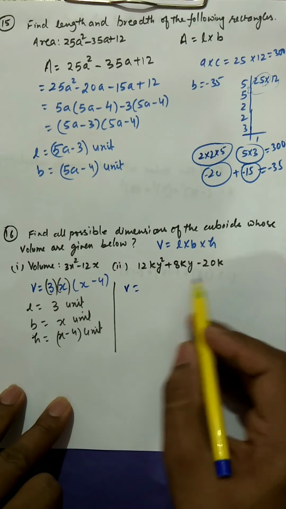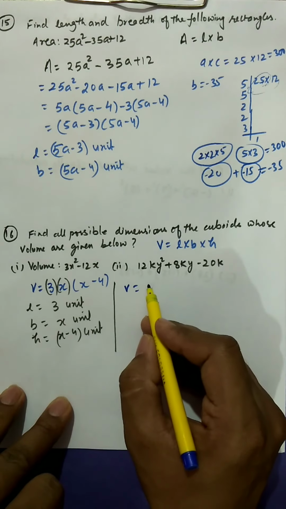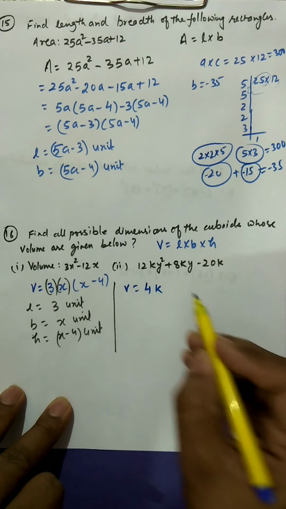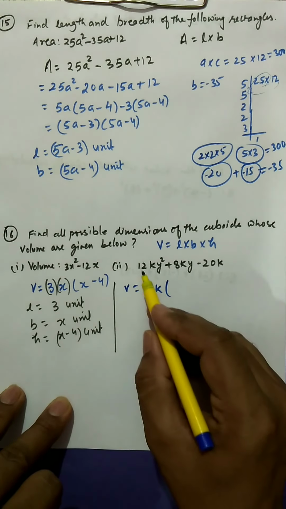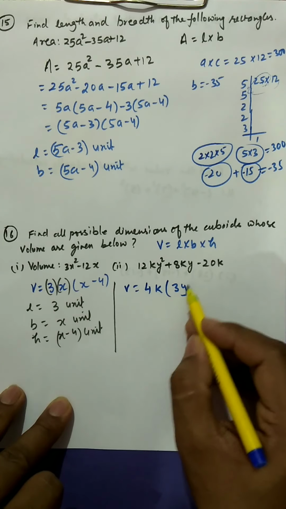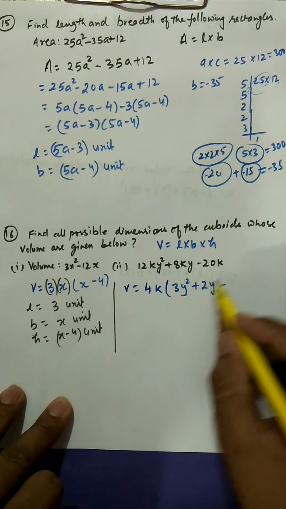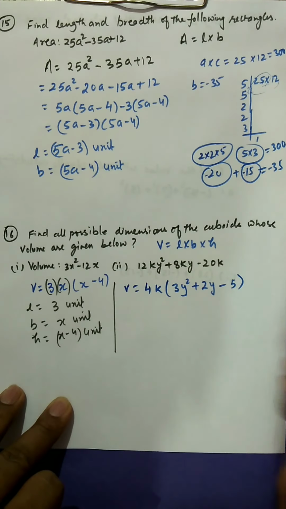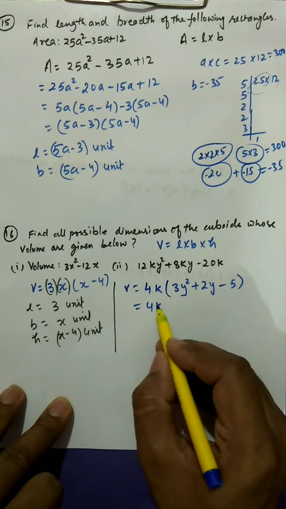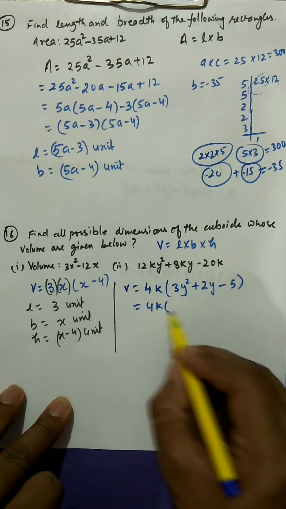So from this volume you can see 4k can be taken out common. So from here 4k, this will be 3y square, and this will be 2y, and this will be 4k have taken, so this is 5. So your 4k has come. Now you can simply split the middle term.